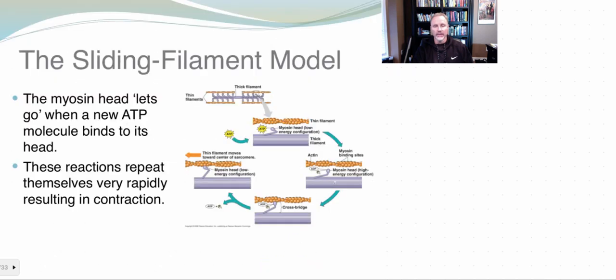Okay, so we can see as we go through here, here we have the low energy state. We hydrolyze the ATP, get it into a higher state. It binds to the actin, and then it moves or slides the actin in this direction here. This yellow structure here is going to get moved in that direction. As it pulls, then it lets go, and the cycle repeats, and it does so very, very rapidly. This occurs, which is what's providing for the movement.